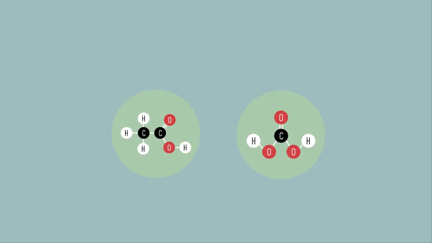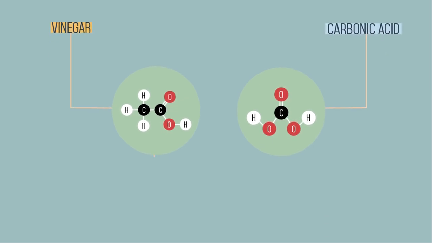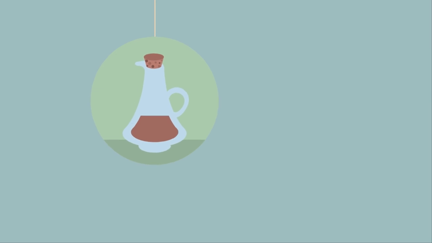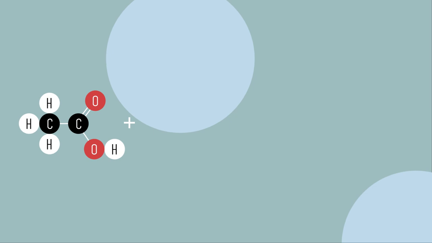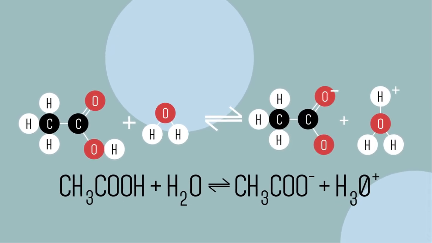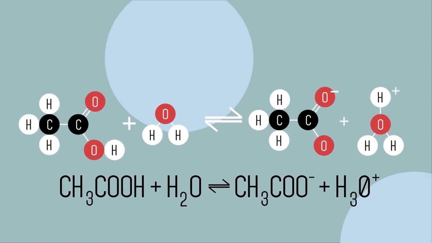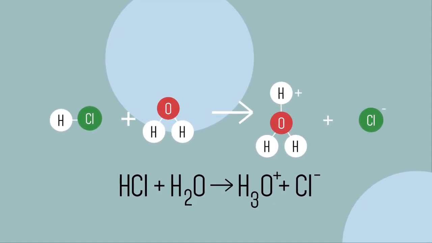Here are two common weak acids, vinegar and carbonic acid. Vinegar is also known as acetic acid or ethanoic acid. Ethanoic acid reacts with water to produce hydroxonium ions and ethanoate ions. Strong acids, however, are totally dissociated into their ions, which is indicated by the non-reversible arrow in the example shown for hydrochloric acid and water.